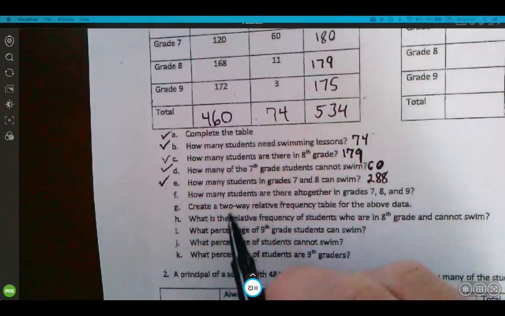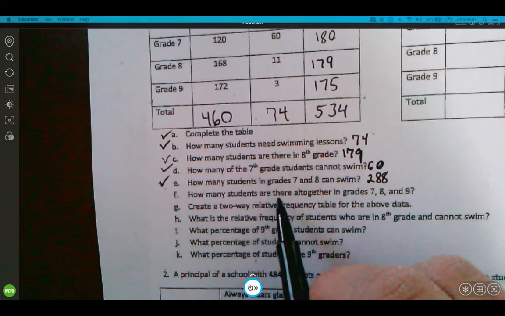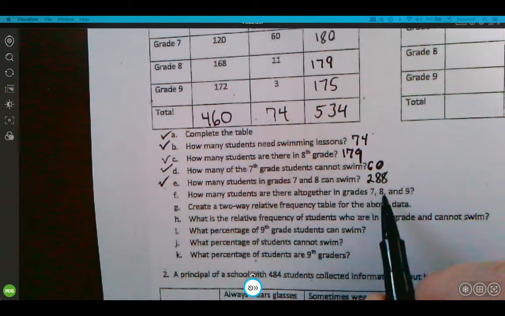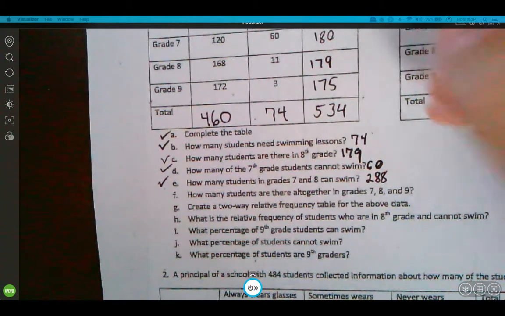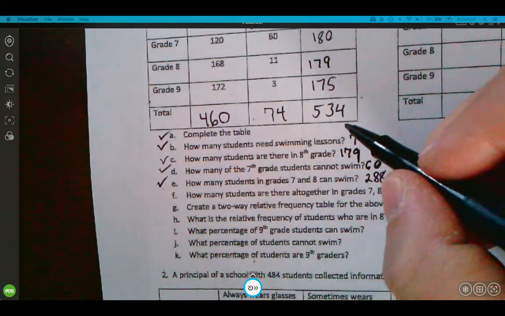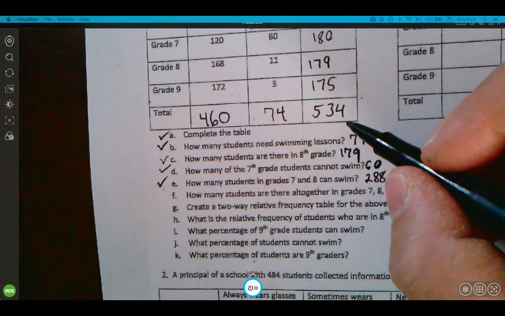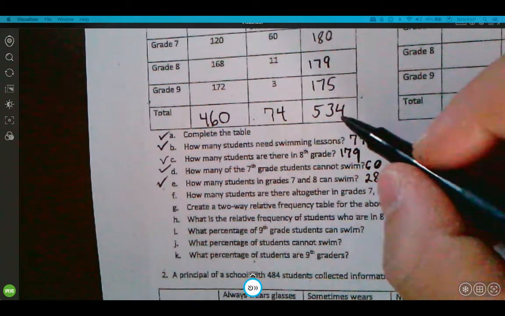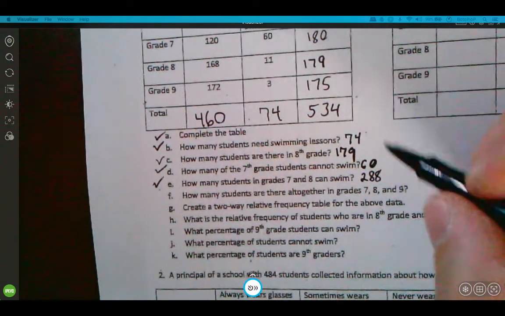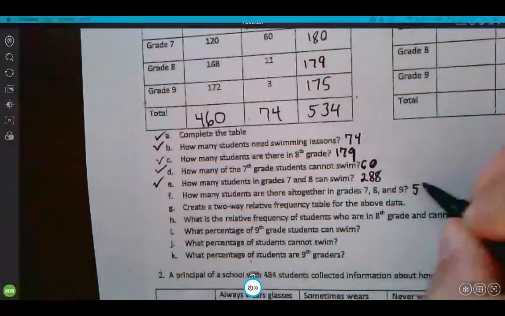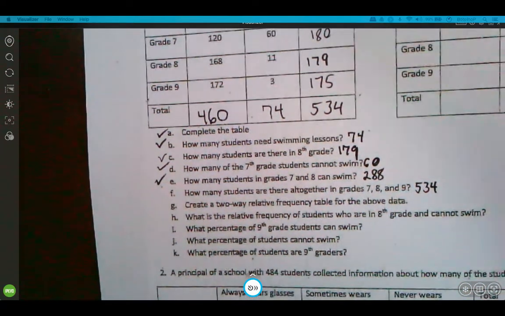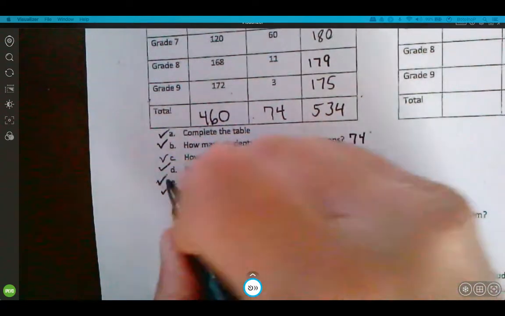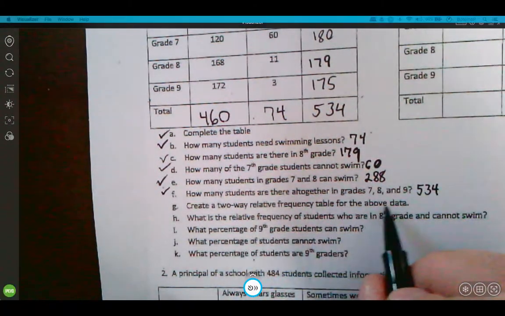More interpreting here. How many students are there altogether in 7th, 8th, and 9th? That's basically the total amount of students at the school. Seaside School is called. Seaside School, everyone should know how to swim if you live by the sea. 534. Then comes creating a two-way table, a relative frequency table.